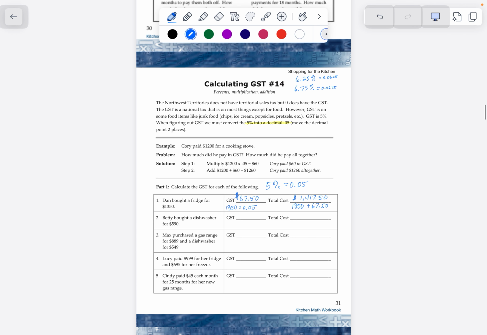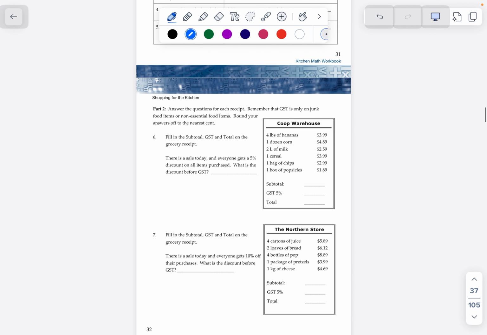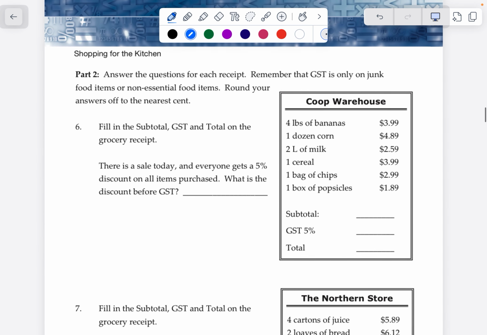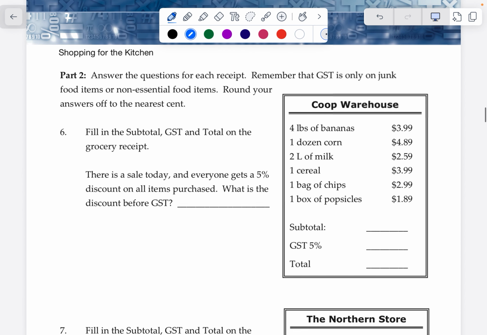Okay, so now let's take a look at number 6 and 7 here. Okay, 6. It says, answer the following questions for each receipt. Remember that sales tax is only on junk food and non-essential food items, okay? So round off to the nearest cent. So it says fill in the subtotal and total on the grocery receipt, okay? So it says there's a sale today and everyone gets a 5% discount on all items purchased.